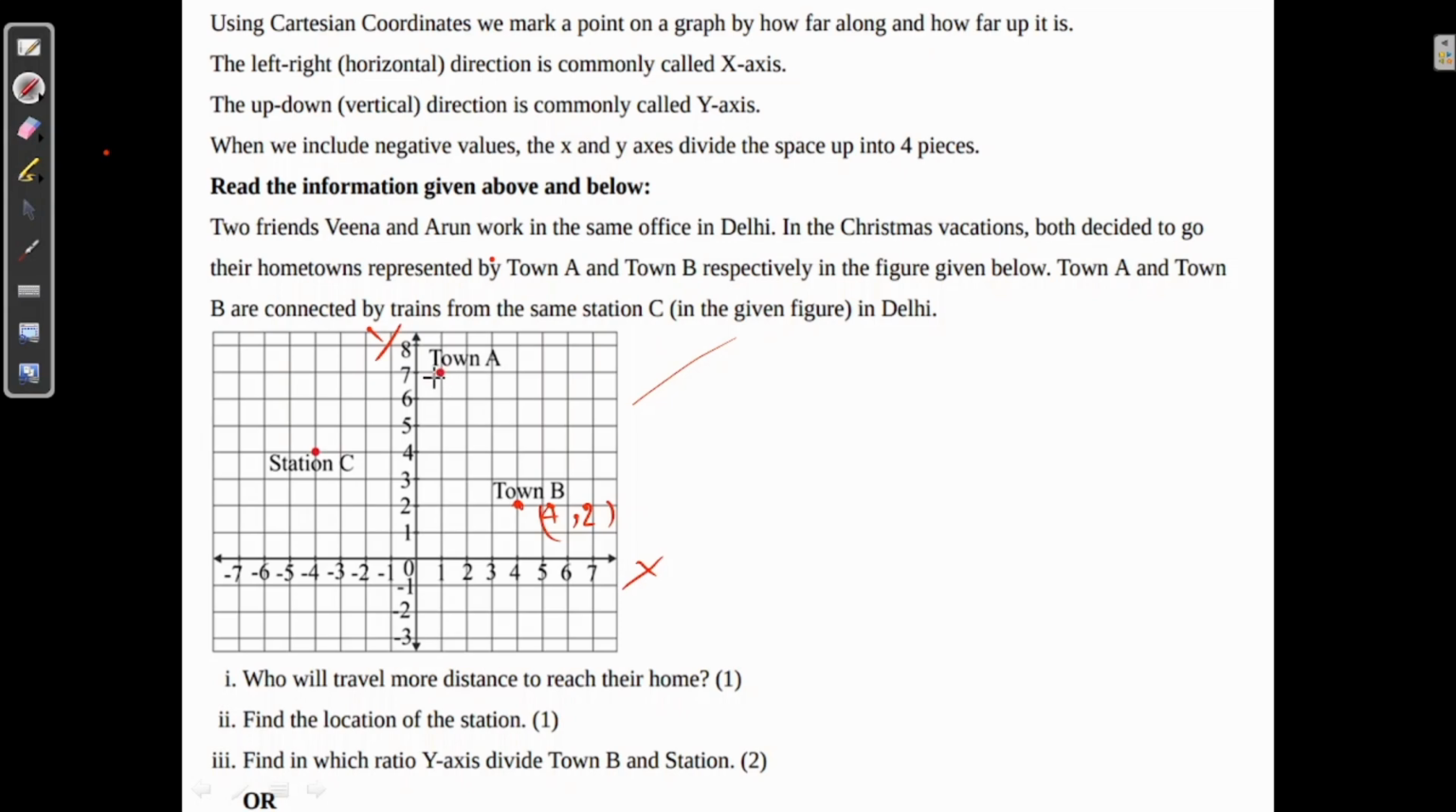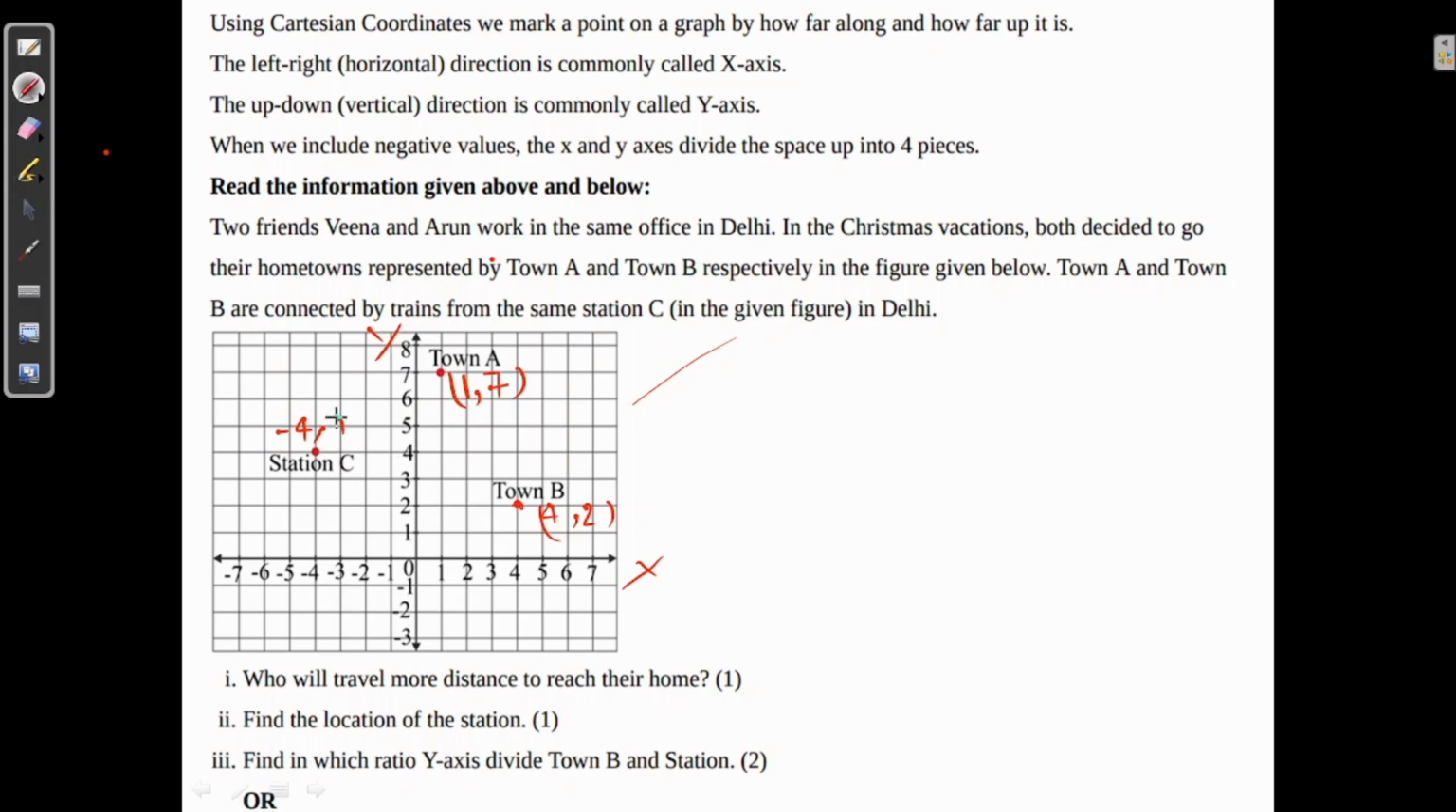Same for town A, this point A. Can you see, on the x-axis we have to move 1, so the value of x will be 1. And the value of y will be 7. So we have (1, 7) as the coordinate for town A. For station C, on the x-axis we have to move -4, so the value for x will be -4, and for the y-axis, as you can see, it is 4.